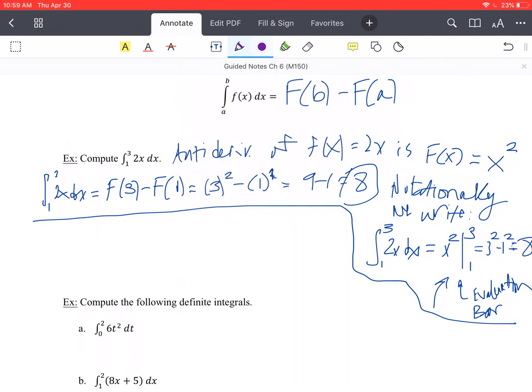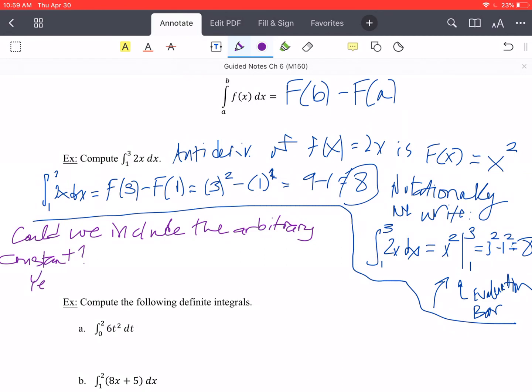So let me just put this right here. Could we include the arbitrary constant? The short answer is yes. You could include it if you wanted to, because it doesn't have any effect.